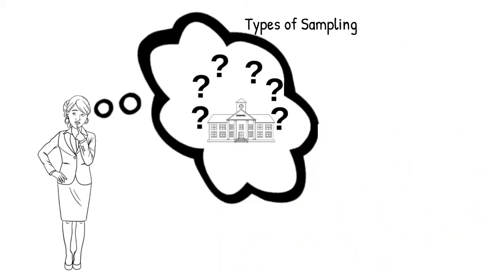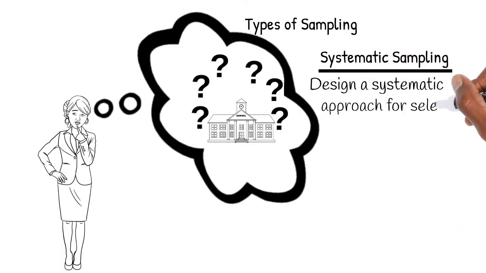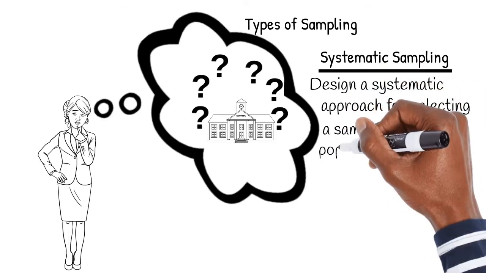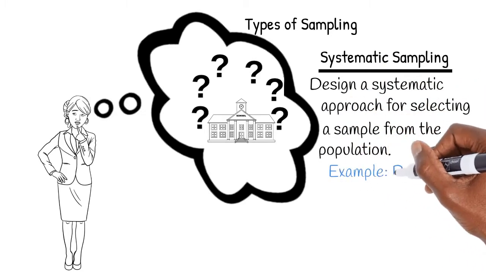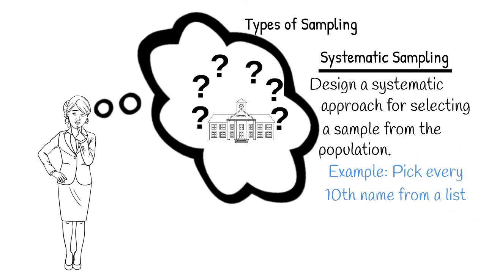Another option for collecting data is systematic sampling. This gives Kate the opportunity to design her own approach for randomly selecting a sample from the population. For example, she could list names alphabetically, then pick every 10th number on the list. To make this truly random, the first number selected should be randomly selected.